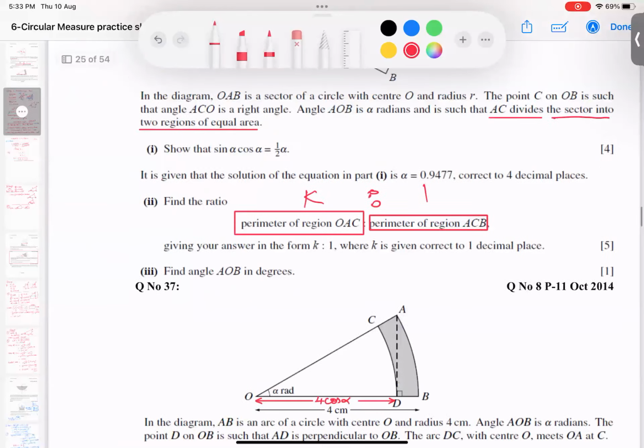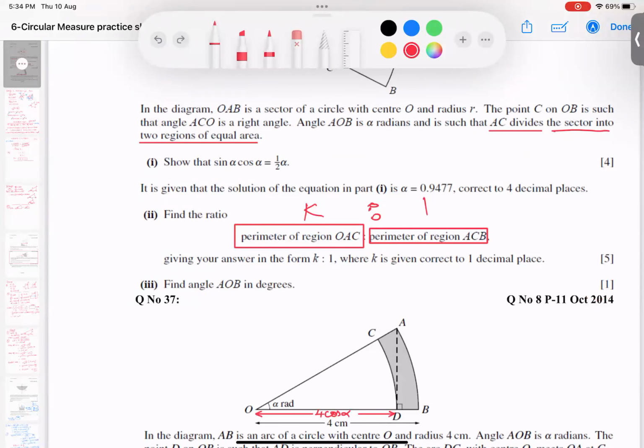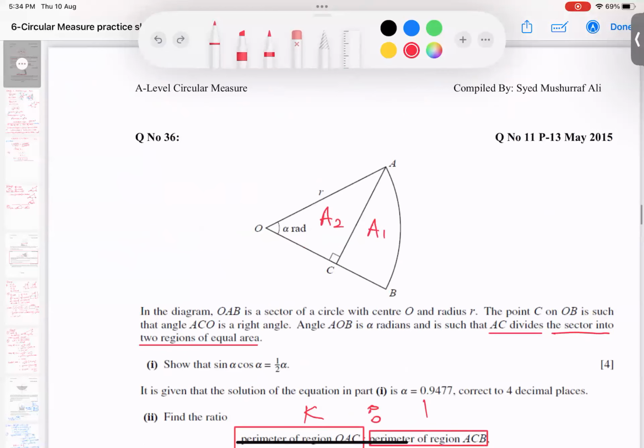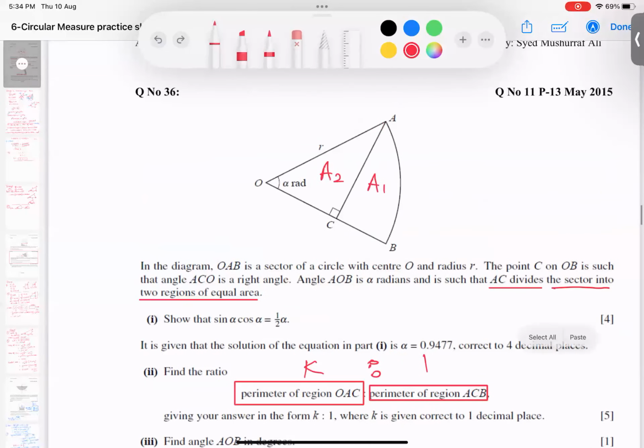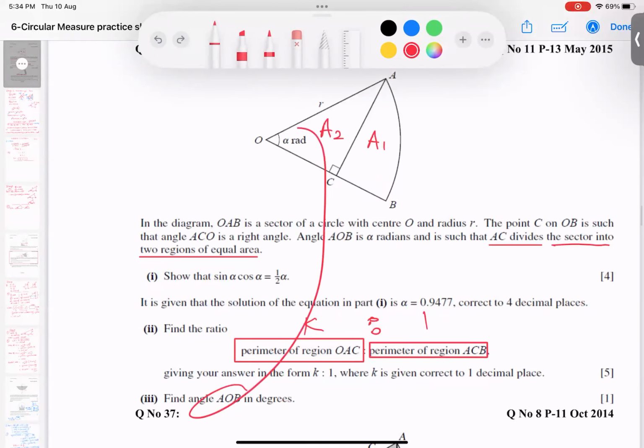Let's go for the last part, and the last part is for 1 mark. He's asking to find angle AOB. Which angle is AOB he is asking for? AOB. Oh, it means he's asking for the alpha angle, this one. I have a simple way. Alpha is given here. Find angle AOB. All right. Oh, he said degrees, sorry. This is in radians, so I'm going to convert it.